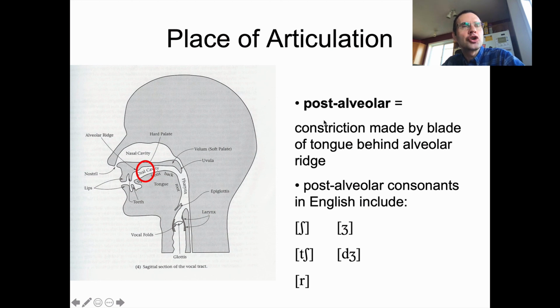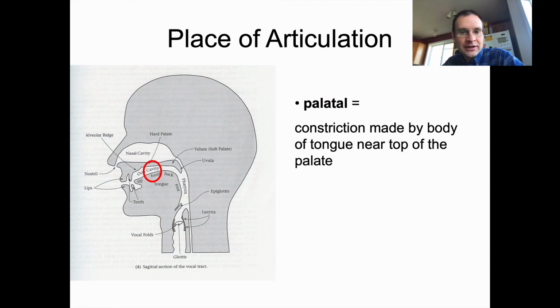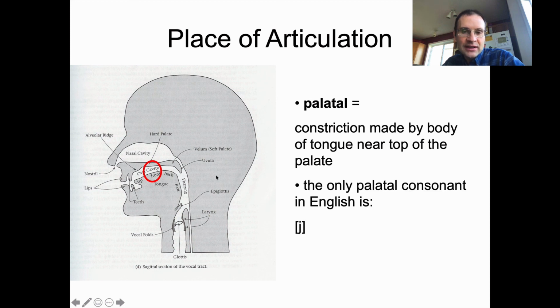You could try, I guess, breathe in for that one to get a sense of where its place of articulation is as well. Okay, a little bit further back from that one, at the highest arch of your palate, is appropriately enough the palatal place of articulation. So for this one, you make a constriction between the body of your tongue, right in here, and the highest arch of the palate. And we only have one sound like this in English. It's the y sound, y.